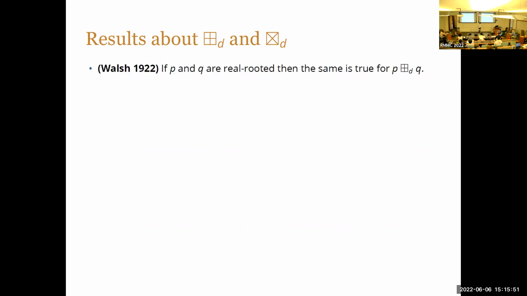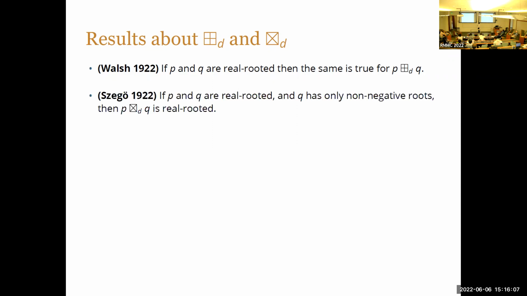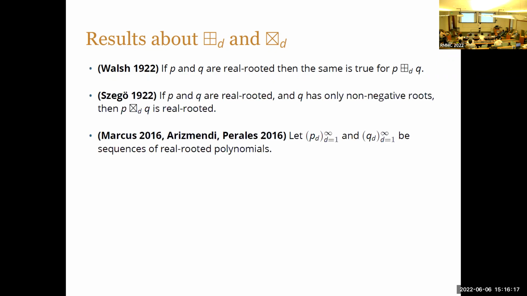Okay, so what is known about these convolutions? Well, many things, but among the most important ones: for example, the additive one preserves real-rootedness. So if P and Q are real-rooted polynomials, then their additive convolution is also a real-rooted polynomial. That's not trivial at all. If you furthermore assume that Q has only non-negative roots, then again, the multiplicative convolution is real-rooted.